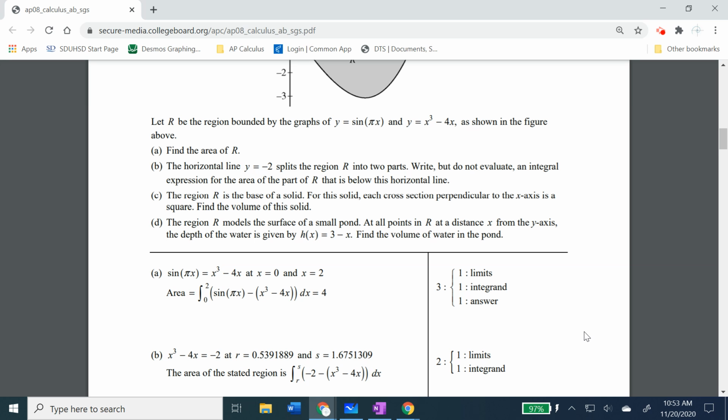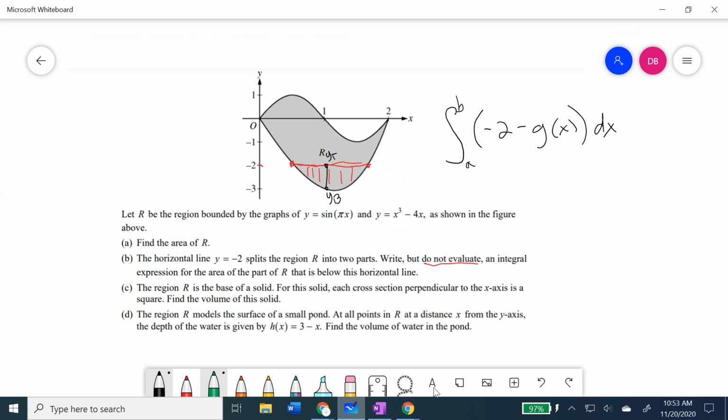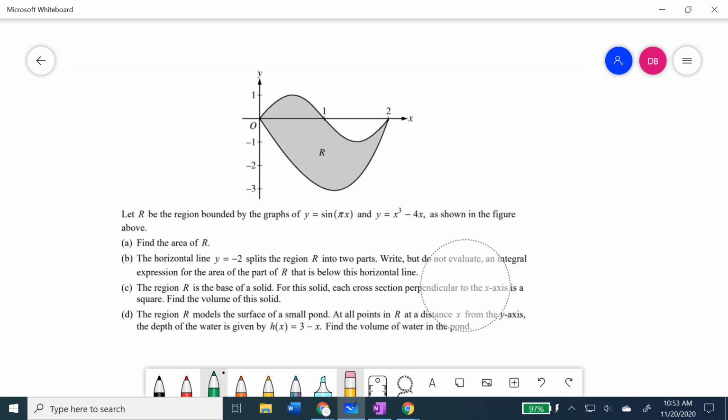Then we hit part C, and part C is a little bit familiar. I'm going to go back over here and erase the previous work. For part C, the region R is the base of a solid. Cross sections perpendicular to the x-axis. As soon as you read that, draw a line perpendicular to the x-axis only in the region.